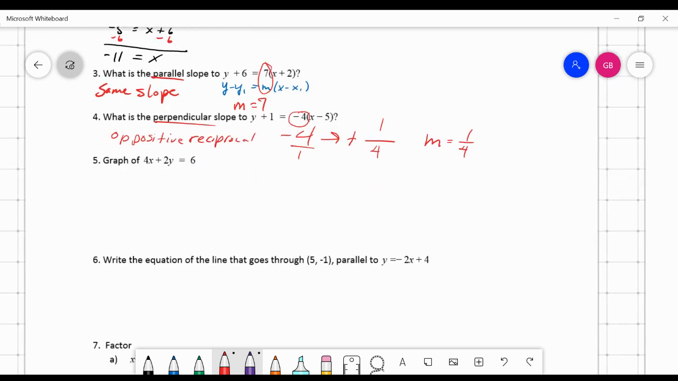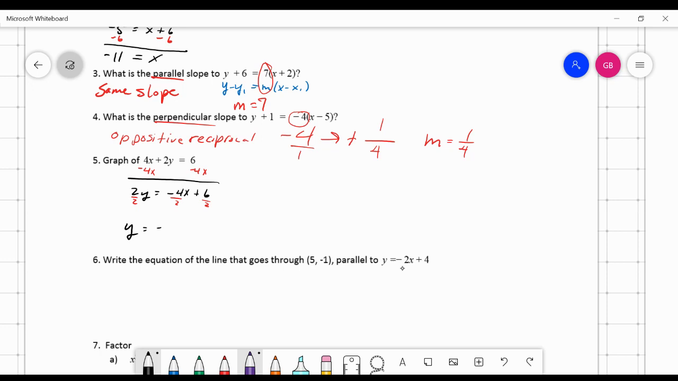Number 5, graph 4x plus 2y is equal to 6. Okay, the easiest way to graph this is if you solve for y. So I'm going to subtract 4x from both sides. Put the x in the front because that's where the slope goes. Okay. And then I'm going to divide everything by 2 to get the y by itself.